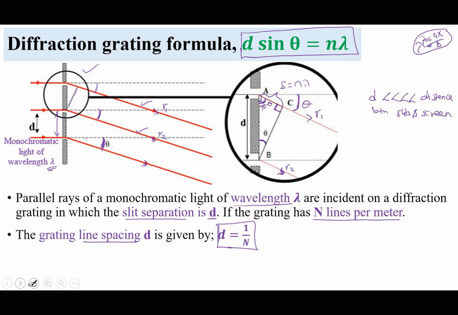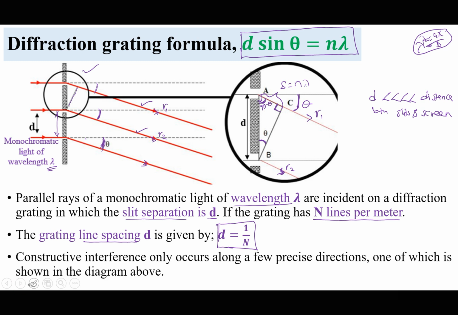Constructive interference only occurs along a few precise directions, one of which is shown in the diagram we have just seen. Constructive interference is the one which occurs. That's why we had maxima being formed, and for that reason we shall be considering constructive interference, and that's why I say the path difference is going to be n times lambda, where n is a whole number and lambda is the wavelength. So let us try to derive the equation d sine theta equals n times lambda.